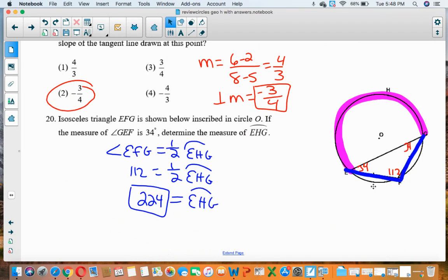Number 20 is an isosceles triangle. So once they tell me that this angle right here is 34, that makes this angle over here 34, because they have to be congruent since these two blue lines are congruent. So I find this angle here, it's part of a triangle. A triangle adds up to 180. So 180 minus 34 is 112. If this angle is 112, they actually want me to find this arc that I have in the purple color, and 1/2 of that arc equals the angle, so I'm actually multiplying that angle by 2, so that's where I get the 224 from.